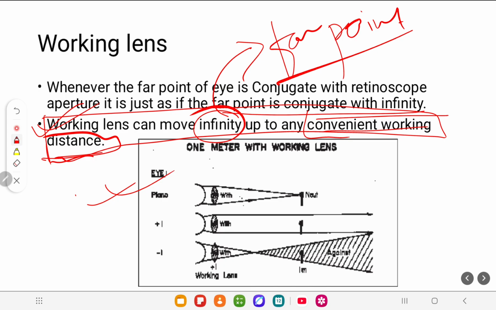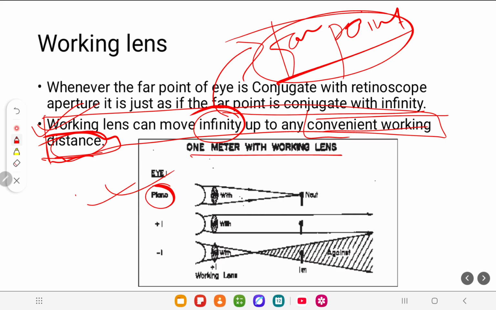Working lens is very important. Working lens means you bring the far point to a convenient working distance. So if the working distance is 1 meter, then what happens if you place plano?